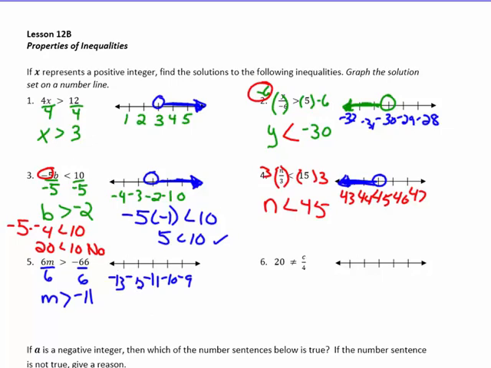Again, please be careful with those negatives on the number line. Put my circle in, check, does it have the line? No, so I don't fill it in. Greater than negative 11 means I'm going towards the right.